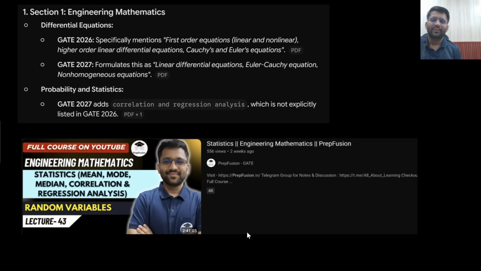First, let's talk about the first section, which is engineering mathematics. In the differential equation section, there is no change actually. Okay, it's just that the wording is changed. They are talking about first order equations. Basically in differential equations, what do we study? Basics of differential equations. Then we study first order differential equations. Then we study higher order differential equations. And then we study partial differential equations. Everything is the same. Nothing is different here. Differential equations are as they are. Do not worry about anything in differential equations.